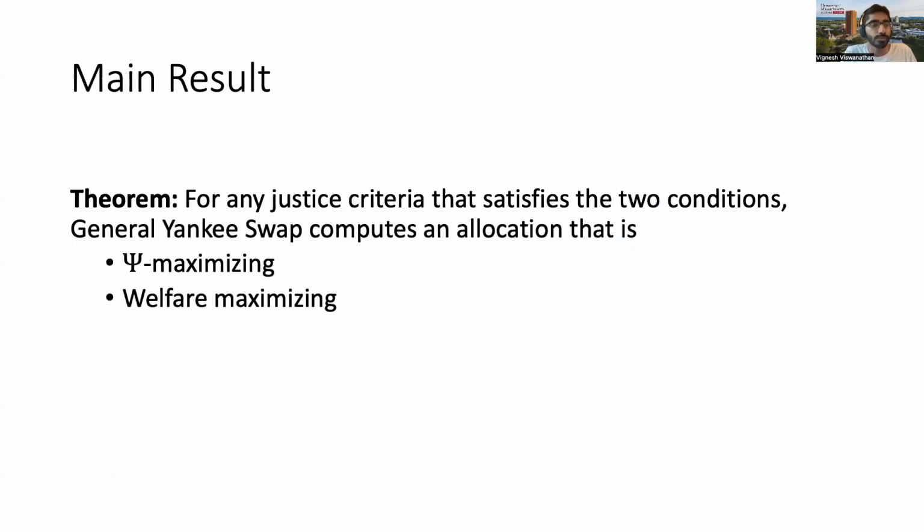Right. So now, what is our main result? Our main result is that for any justice criteria that satisfies the two conditions I presented before, that is the Pareto dominance condition and the gain function condition, the general Yankee swap algorithm, the only algorithm I talked to you about in this presentation, computes an allocation that is psi maximizing for the psi that satisfies the two conditions, and it is welfare maximizing. That is, it maximizes the total utilitarian social welfare, more formally defined as the sum of the utilities of each agent, which is really nice.